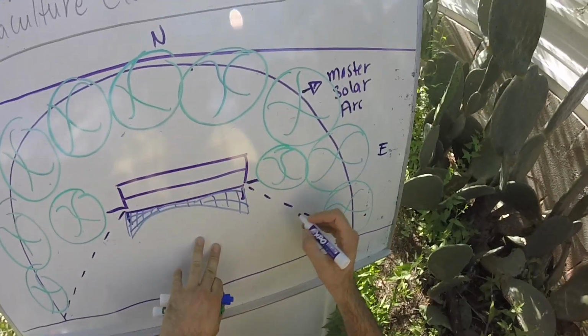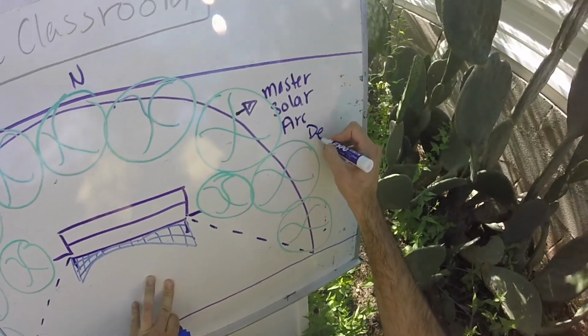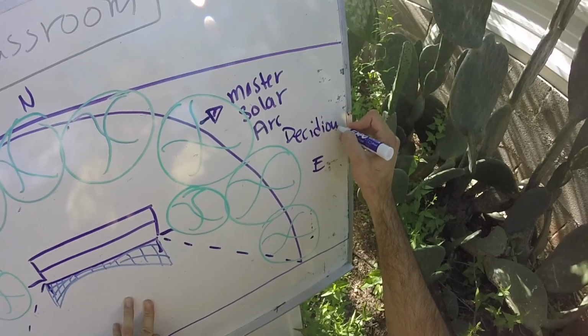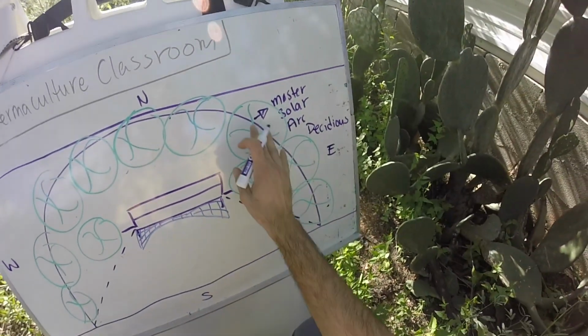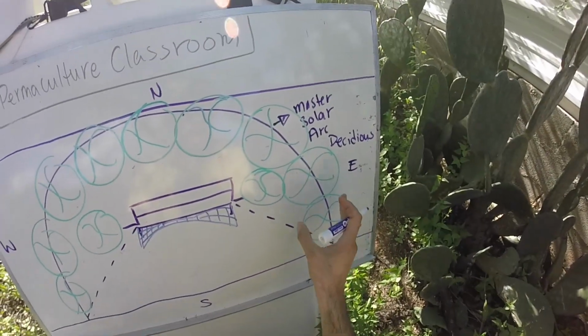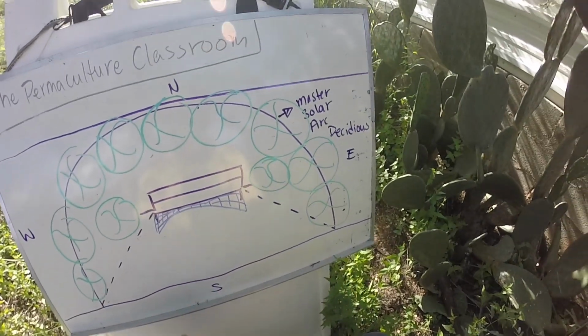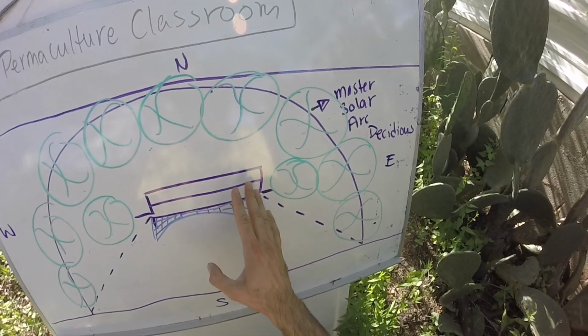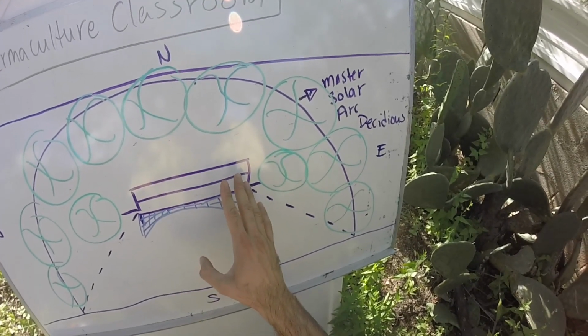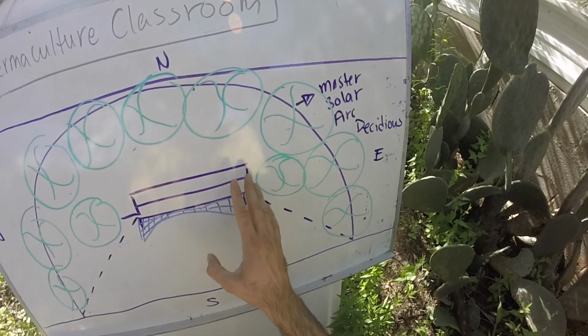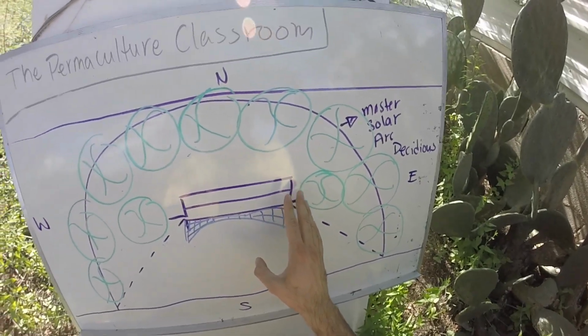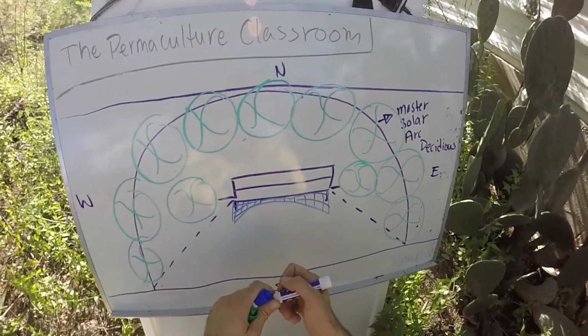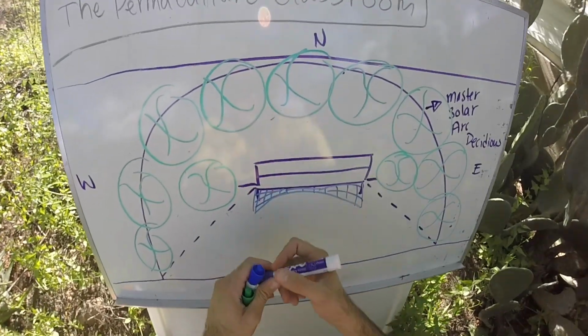So let's talk a little bit more in depth about these trees and this master solar arc. On the east side, that's a good spot for deciduous trees because they'll lose their leaves in the winter and give the structure more sun as it gets colder. As they start to lose their leaves in the fall, it's getting cold, and it's going to allow the structure to get a little bit more sun when it's getting cold.